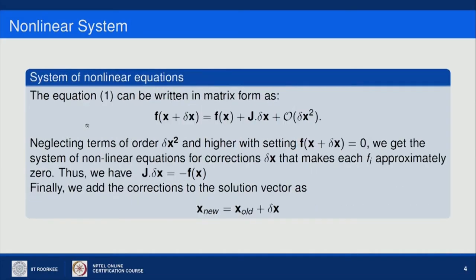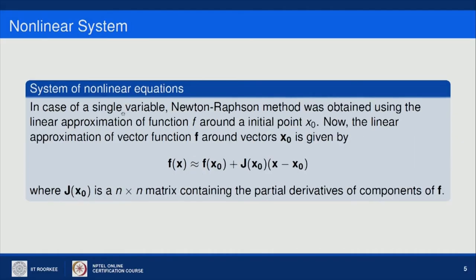So, let us modify this into the formulation of the Newton-Raphson method for solving the system of nonlinear equations. In case of a single variable, the Newton-Raphson method was obtained using the linear approximation of function f around an initial point x naught. In case of a system of nonlinear equations, we can write the linear approximation of the vector function f around the unknown variables vector x naught in this way, that is f(x) equals f(x naught) plus J(x naught) into (x minus x naught), where J(x naught) is an n by n matrix, and as you know it is the Jacobian matrix formed using the partial derivatives of f.